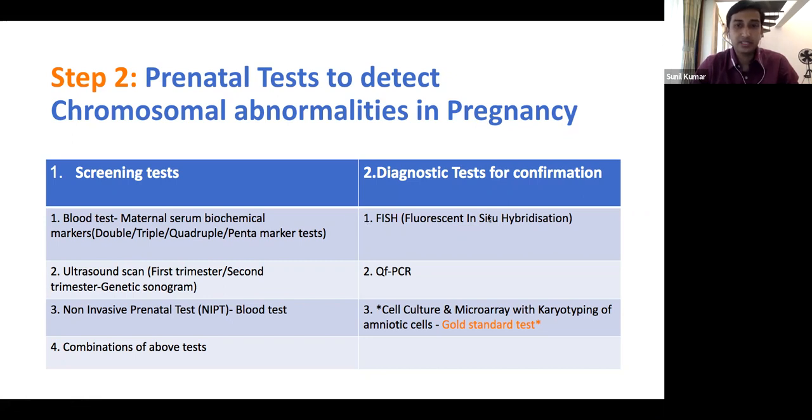Coming to the diagnostic tests for confirmation, these are FISH, fluorescent in situ hybridization, then QF PCR test, and the third one is cell culture, which is a gold standard diagnostic test.